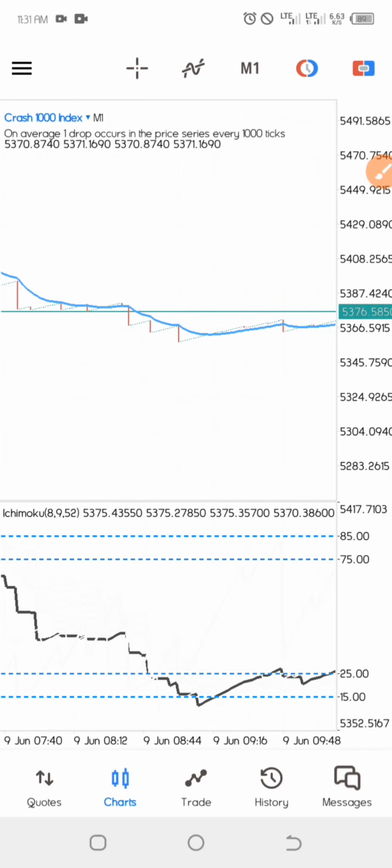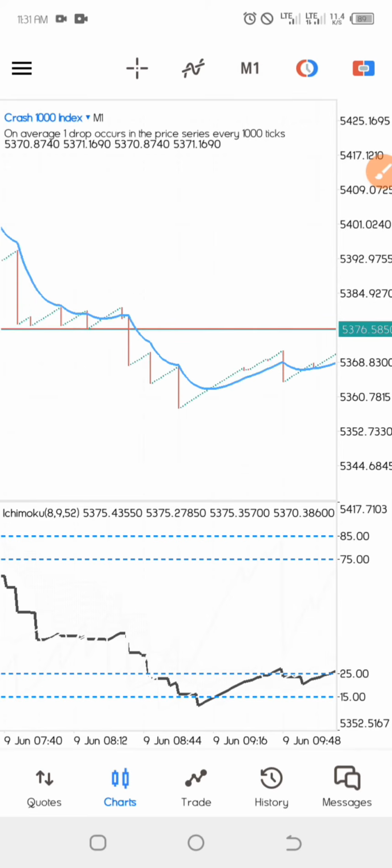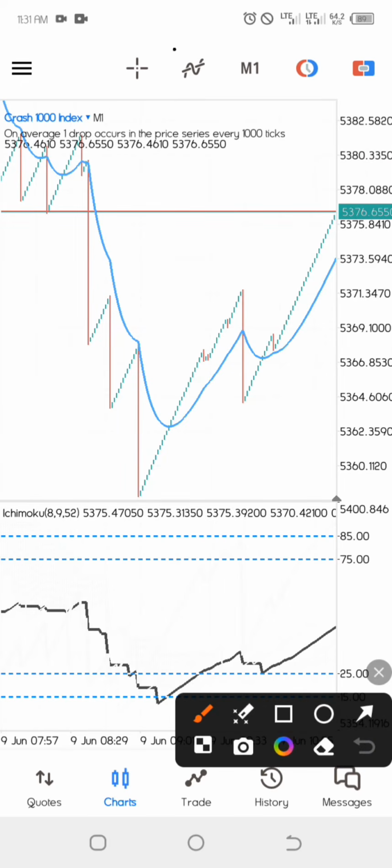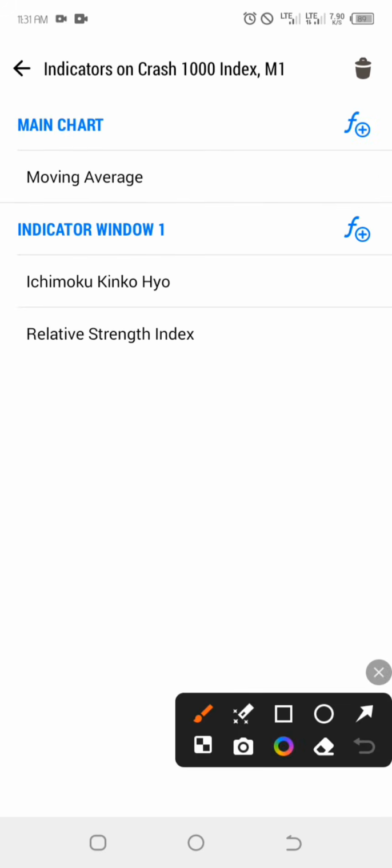With that being said, let's proceed with the strategy. First thing we want to do is go to this icon we are seeing at the top right here. This is where you are going to add all the indicators. So click on that icon and it's going to direct you to where you add all the indicators. The first indicator we are going to be using is the moving average.